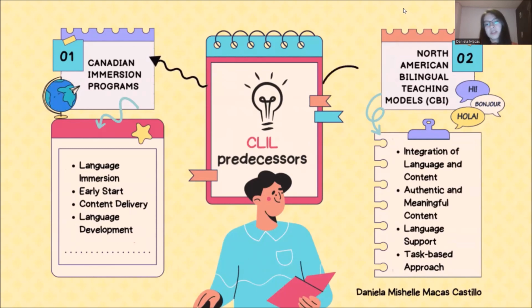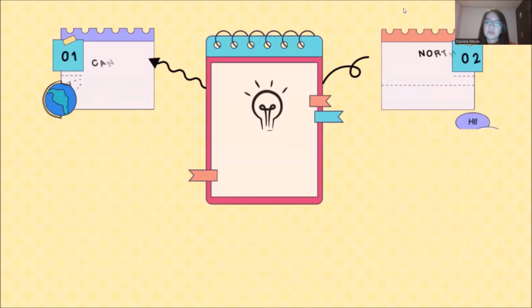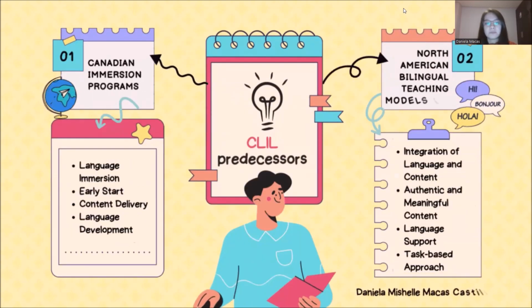The third characteristic is language support. CBI provides language support to students as they engage with content. Teachers may scaffold language input, provide explicit language instruction, and offer opportunities for language practice and production to develop students' language skills.